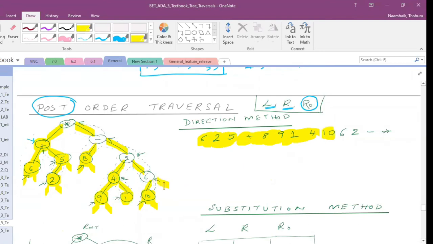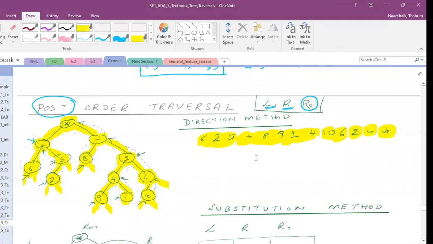Left is done, nothing on the right, so now I print the root. Here left done, right done, now I print the root. Coming back up, left done, right done, print the root. And finally, left done, right done, now I print the root.